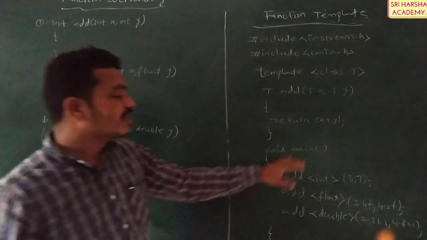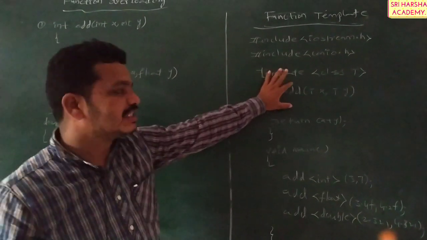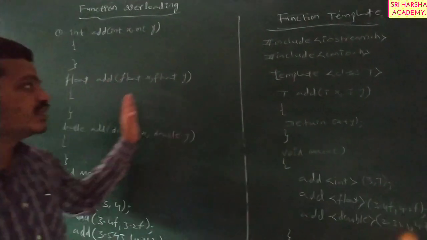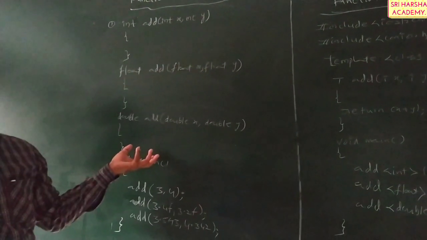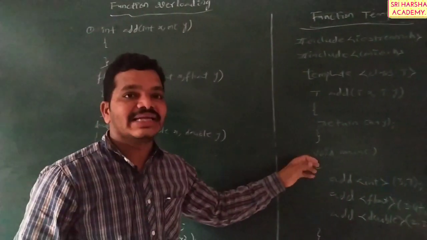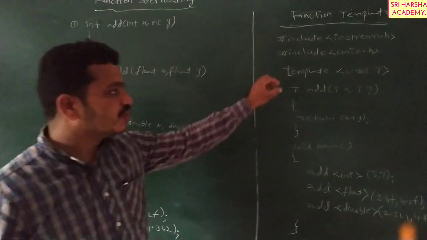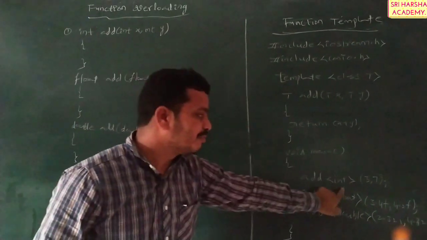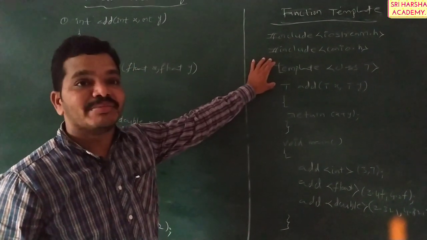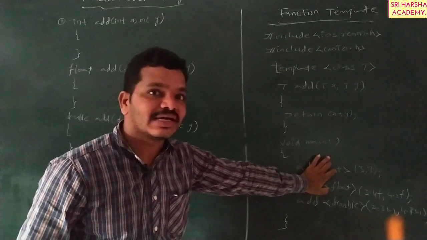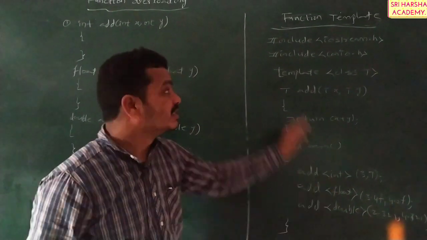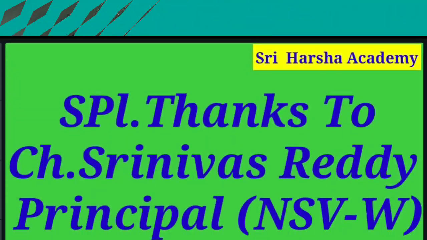I am writing the addition function only once, but it can act in three ways. In function overloading, for three kinds of parameters we have to write three functions. Here there is no need to write it multiple times; we write it only once and pass the values by mentioning integer, float and double data types. So this template can deal with integer type parameters, floating type parameters and double type parameters. This is the function template.